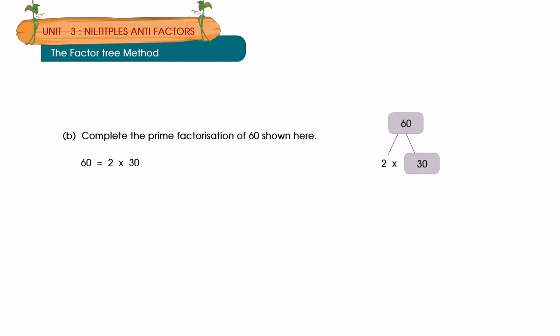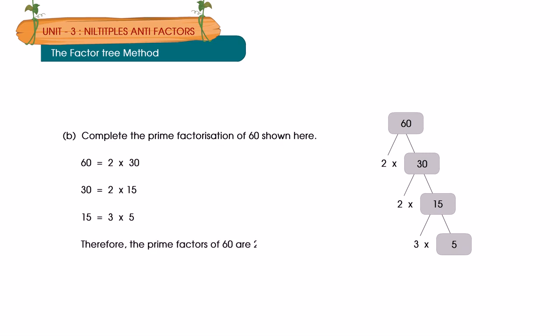B. Complete the prime factorization of 60 shown here. 60 is equal to 2 into 30. 30 is equal to 2 into 15. 15 is equal to 3 into 5. Therefore, the prime factors of 60 are 2 into 2 into 3 into 5.